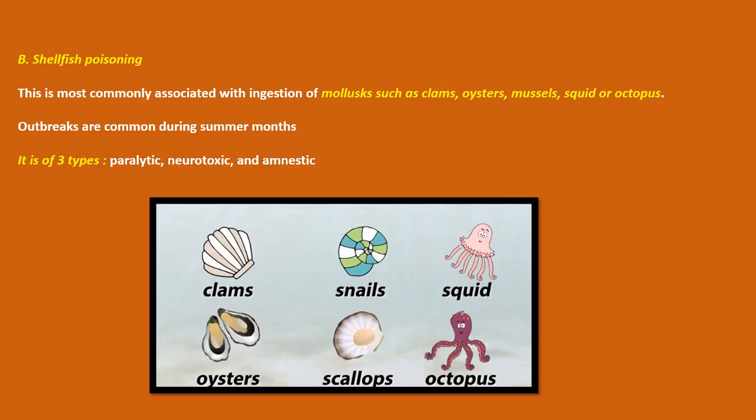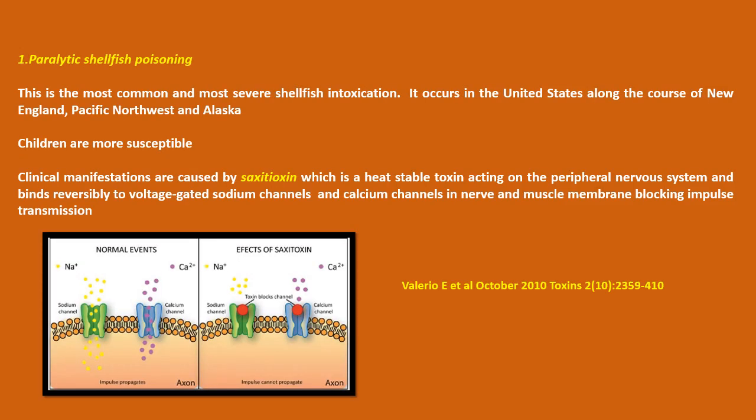Shellfish poisoning. This is most commonly associated with ingestion of mollusks such as clams, oysters, mussels, squid, or octopus. Outbreaks are common during the summer months. It is of three types. Paralytic shellfish poisoning. This is the most common and most severe shellfish intoxication. It occurs in the United States along the coast of New England, Pacific Northwest, and Alaska.